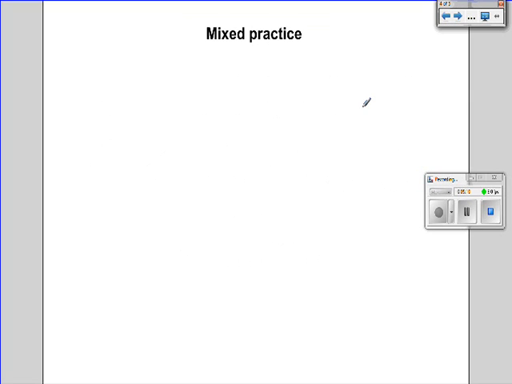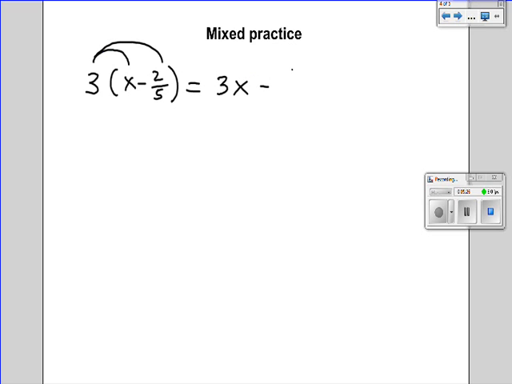The last thing we'll look at is mixing it all together. So what if I have, let's say, 3 on the outside of the parentheses, then x minus 2 over 5. Well, we know we're going to distribute the 3. So 3 times x is 3x. 3 times minus 2/5 is minus 6 over 5. And in this case, this doesn't reduce, and these don't combine, so that would be my final answer.